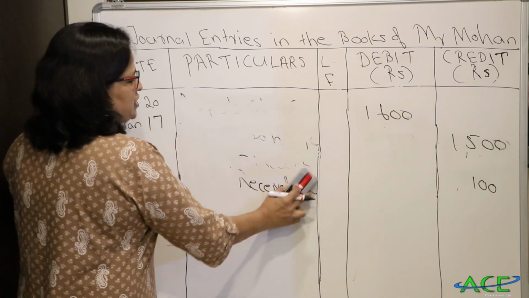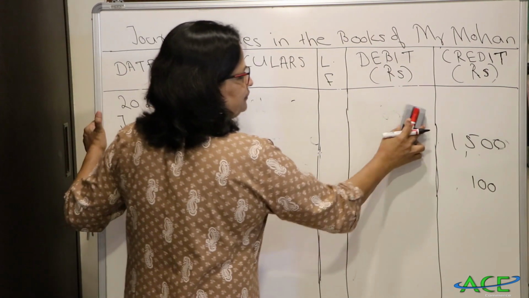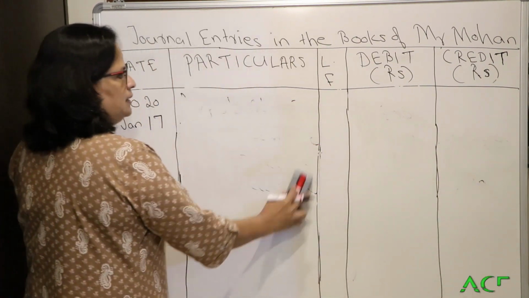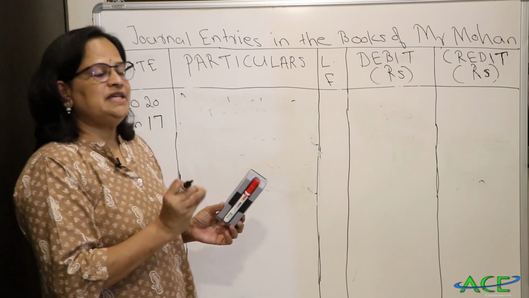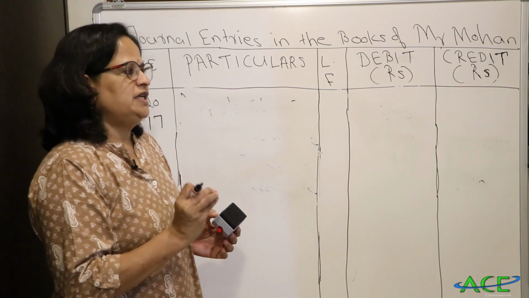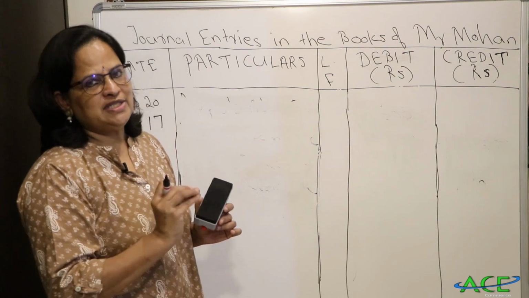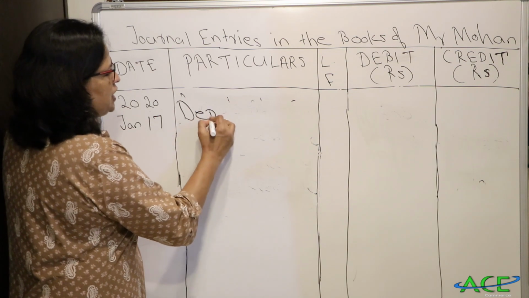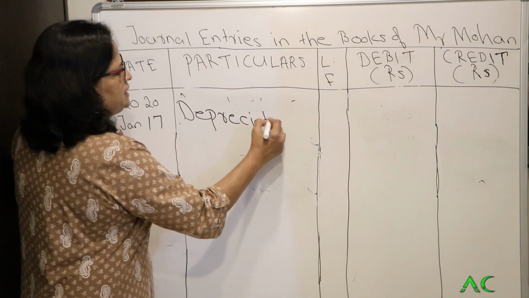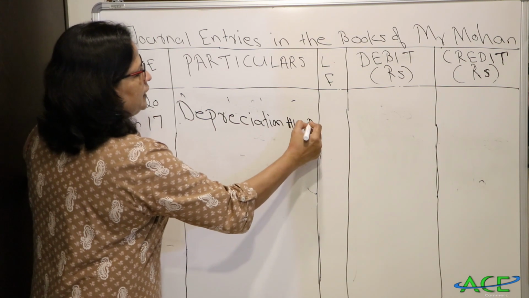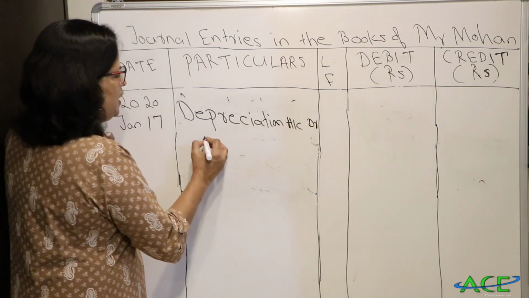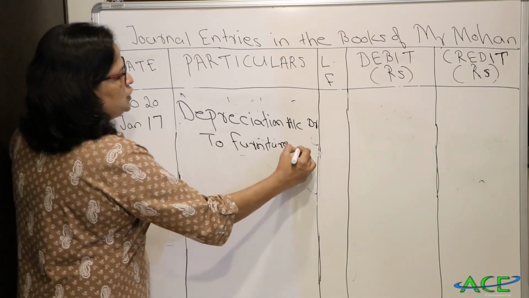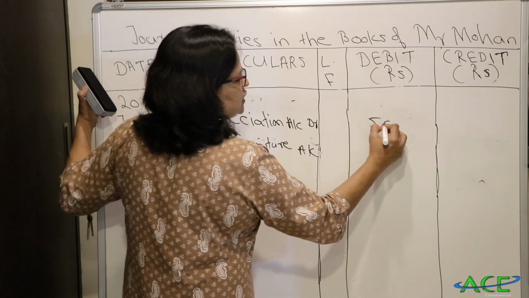So the next transaction is the second transaction. Second transaction is depreciation 5000 charged to furniture. So how will you write? You know that depreciation is an expense. It's a nominal item. So here you will write the same date. Depreciation account debtor. Debtor should be close to the ledger folio column. To furniture account. Value is 5000.